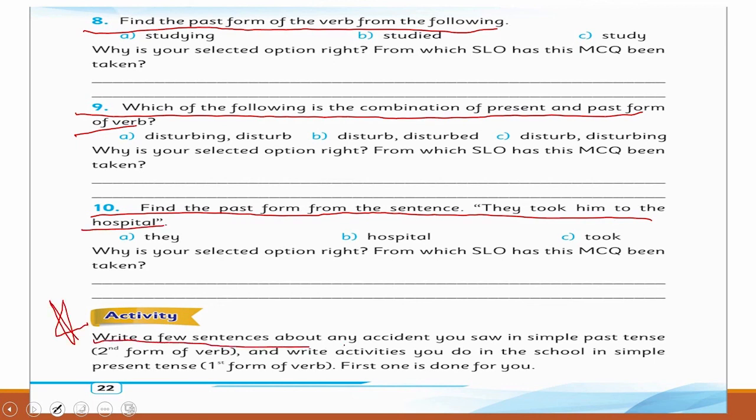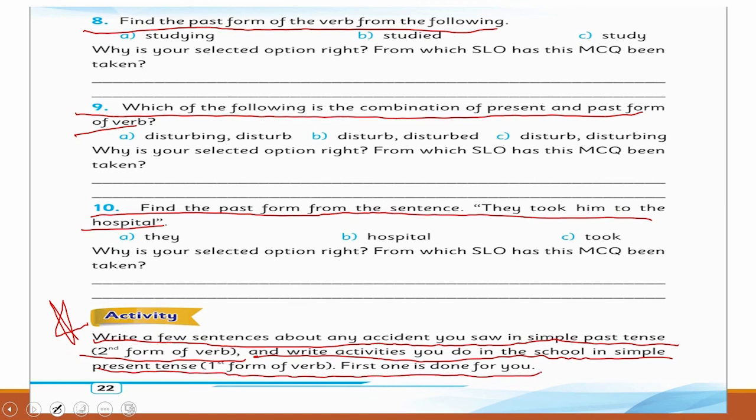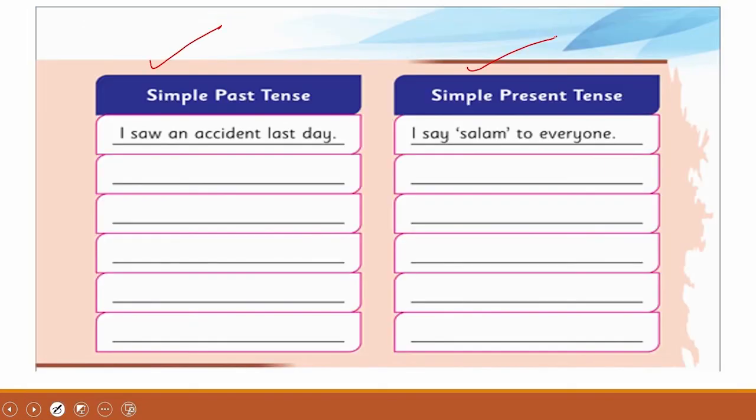Write a few sentences about any accident you saw in simple past tense, second form of verb, and write activities you do in the school in simple present tense, first form of verb. I saw an accident last day, and then you can complete these lines. I say salam to everyone, and then you will write a few lines of your own on the given space.